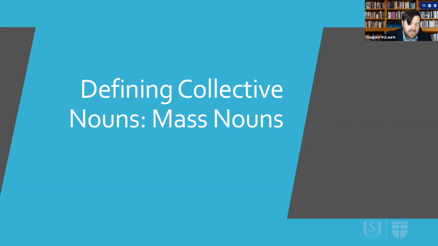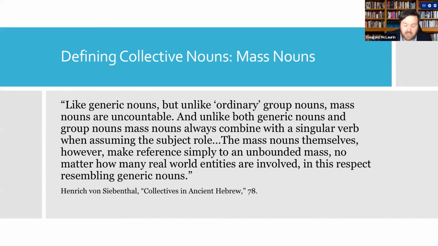Furthermore, he states that like generic nouns, but unlike ordinary group nouns, mass nouns are uncountable. So we have somewhat of that non-count idea going on with Siebenthal. And unlike both generic nouns and group nouns, mass nouns always combine with a singular verb when assuming the subject role. The mass nouns themselves, however, make reference simply to an unbounded mass. Then we get this quote: "no matter how many real-world entities are involved," in this respect resembling generic nouns.